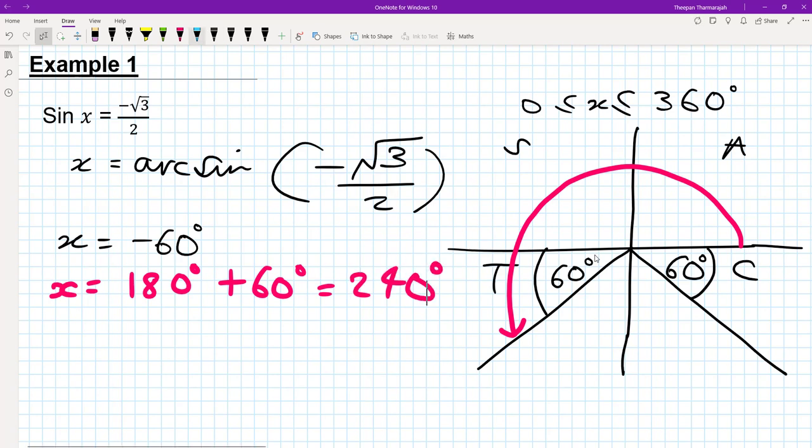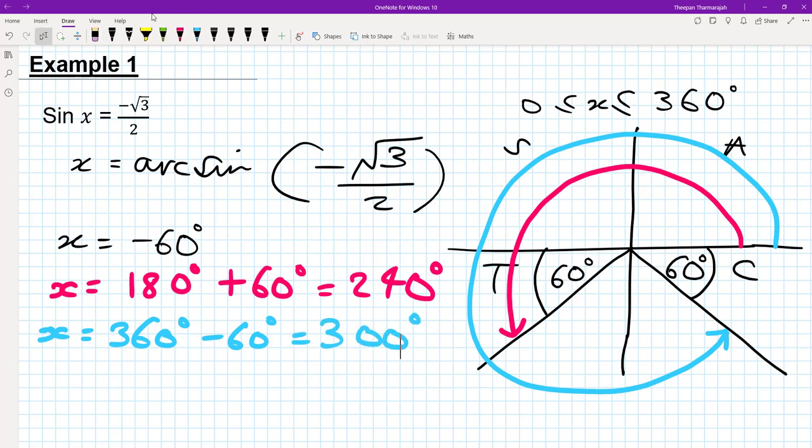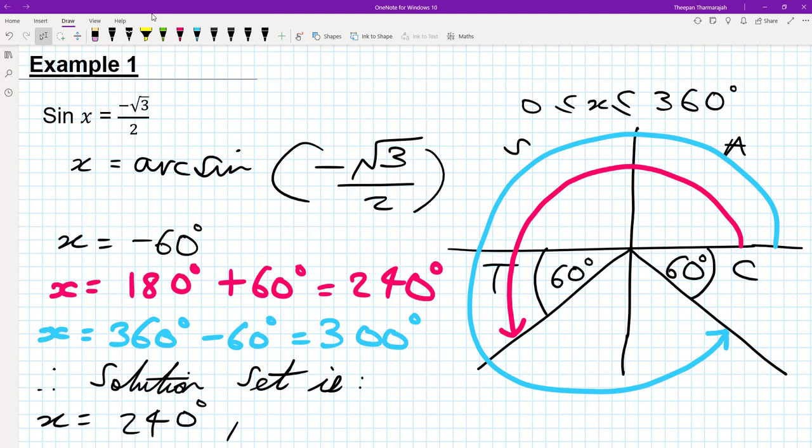Then the next solution goes from here all the way to there. So we can say x is 360 degrees minus 60, which is just 300 degrees. So we can say therefore our solution set is x equals 240 degrees and 300 degrees.